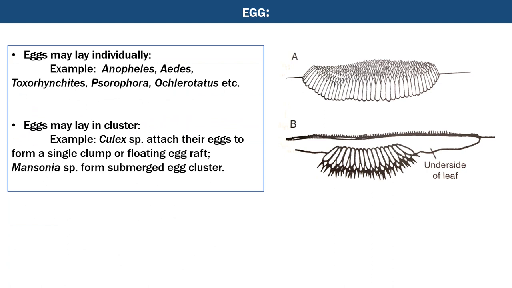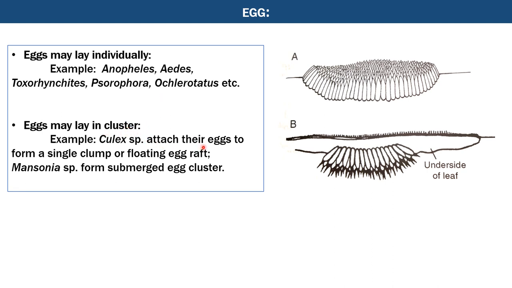Some of the mosquito species lay eggs individually. For example, Anopheles, Aedes, Toxorhynchites, Sabethes, Psorophora, etc. Some other mosquito species lay eggs in clusters. For example, Culex, Coquillettidia, Culiseta, Mansonia, etc. lay their eggs in clusters.